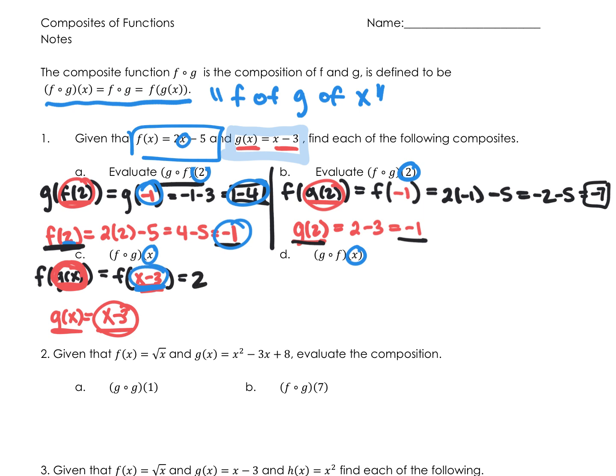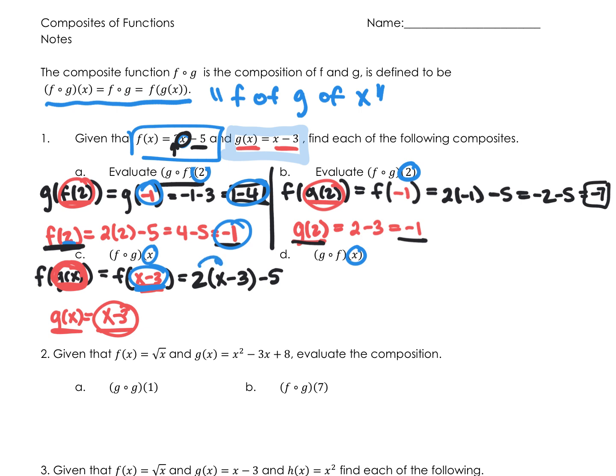So we start with 2 times x. We're going to replace this x with x minus 3. But we need to make sure we multiply 2 times this whole thing. All this x minus 3 gets multiplied, so we're going to put parentheses around it. And then we have a minus 5. And now we're almost done. We just need to simplify.